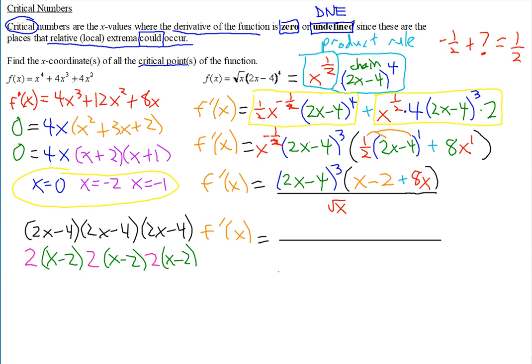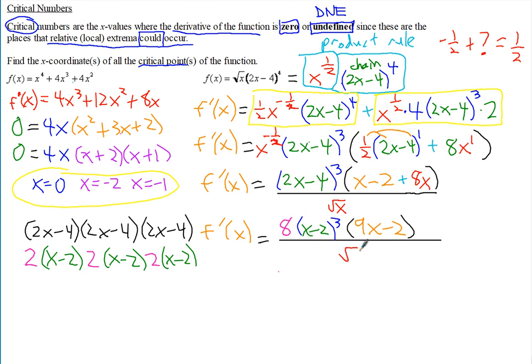So then you can multiply those together. 2 times 2 times 2 gives you 8. And then what's left is x minus 2 to the third power. And then right here, notice we've got some like terms here. 8x plus x is 9x. And then we still have minus 2 over the square root of x. So now we've got it simplified in factored form.